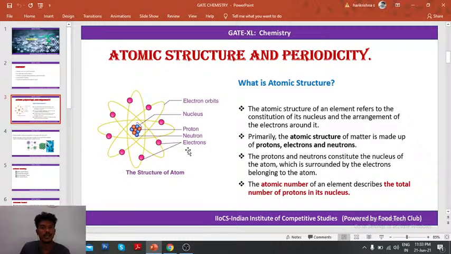When we move on from the atomic structure, the next thing we need to know about is the atomic number. The atomic number of an element describes the total number of protons in its nucleus. Here you can see the nucleus, and the red color is the protons. So the total number of protons present in the nucleus is known as the atomic number.